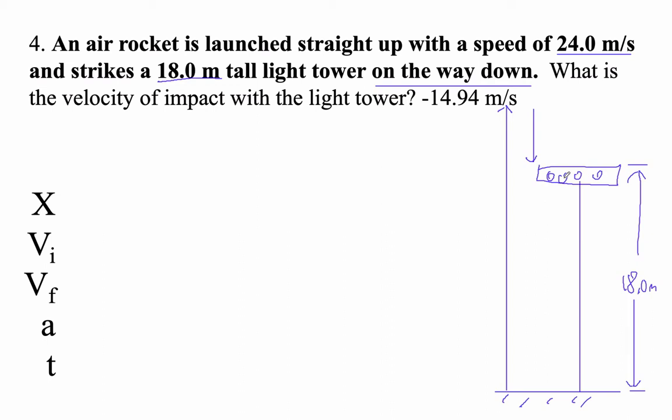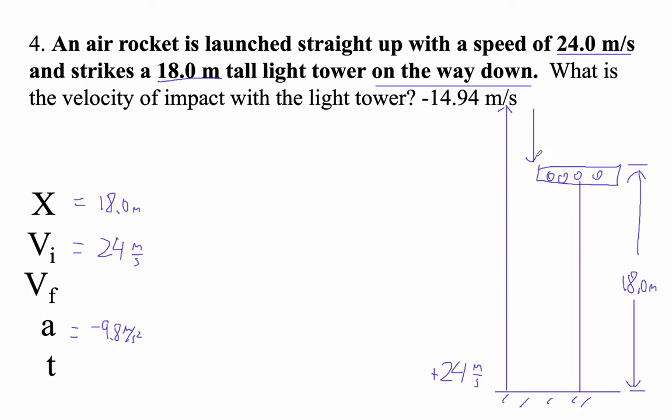Okay, 18 meters. So our initial velocity is 24 meters per second, positive. And then, let's see, a is negative 9.8 meters per second squared. Our displacement is 18 meters. And then the final velocity is something we've got to calculate, right?